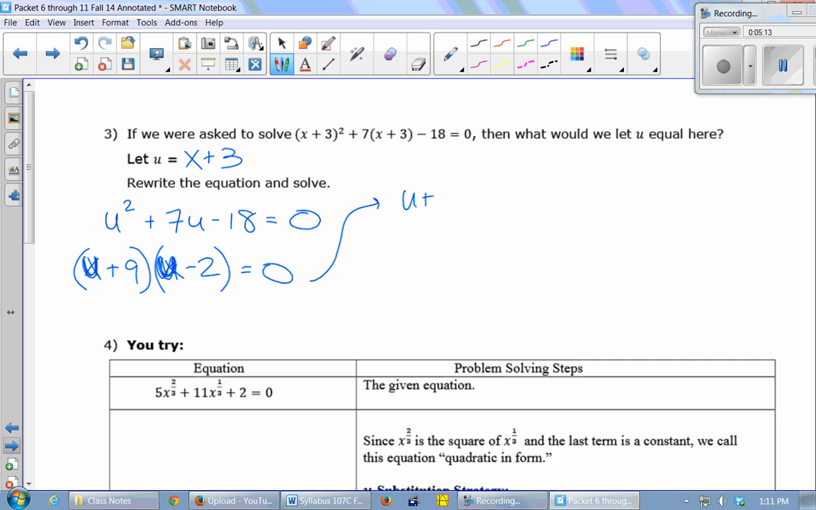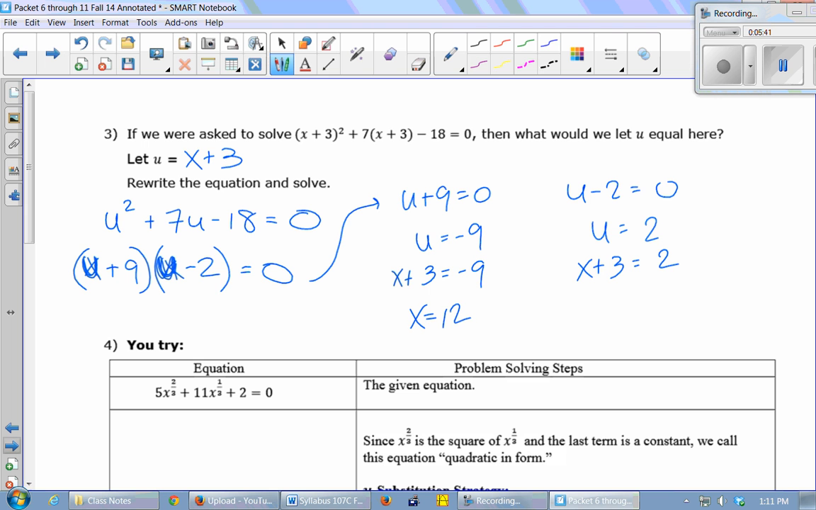So then u plus 9 equals 0, or u minus 2 equals 0, u equals negative 9, or u equals 2. But I am not done. I have to go replace my u's with what? X plus 3 this time. Replace u with what you let it equal at the beginning. So we have x plus 3 equals negative 9, or x plus 3 equals 2. So x equals negative 12, or x equals negative 1.